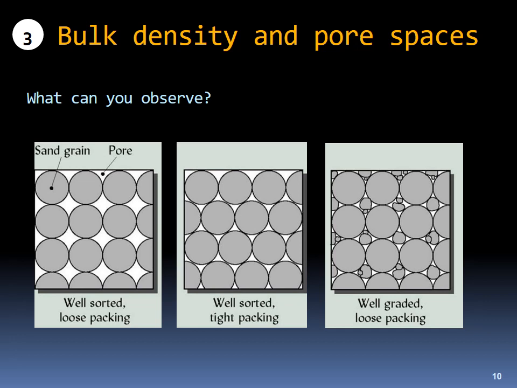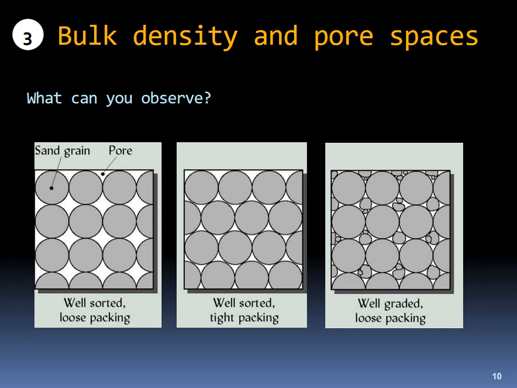However, when you compress and compact these particles, the spaces between them will be partly occupied, and since you have to fill the same volume, you end up with fewer pore spaces. And what does that do to the bulk density?